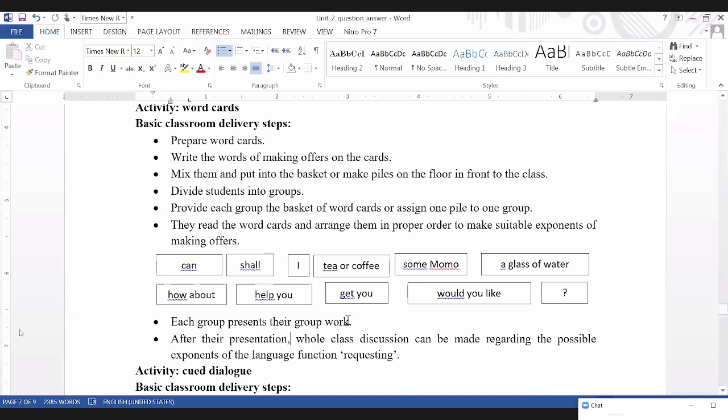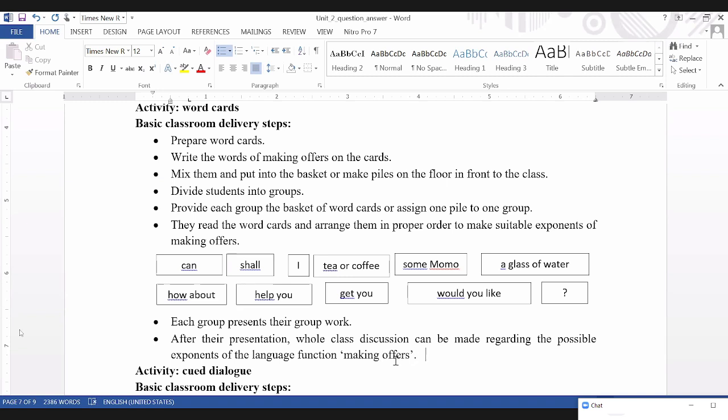Each group presents their work. After their presentation, a whole class discussion can be held regarding the possible exponents of the language function of making offers. Okay, making offers.